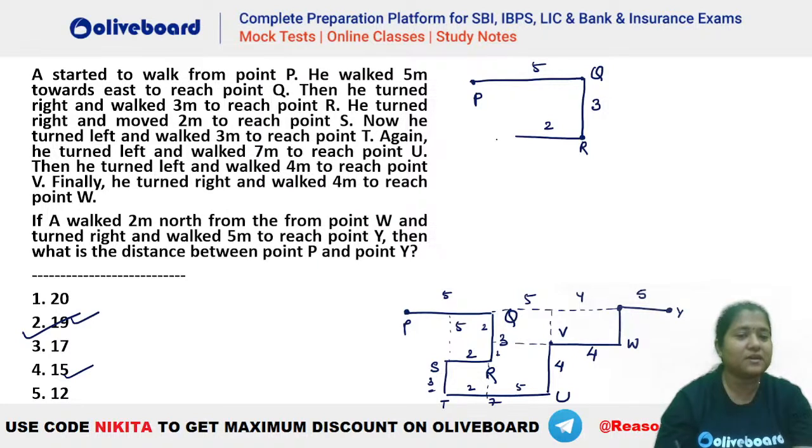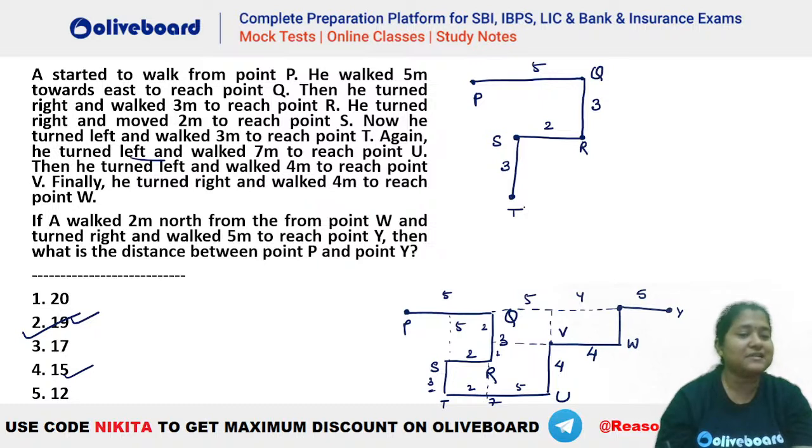So he goes for 2 meters and reaches point S. So this is point S here. Now he turns left. From here, he has to take a left turn, that means this one, and walks 3 meters to reach T. So this is your T here. Again, he turned left. So he is facing south right now.